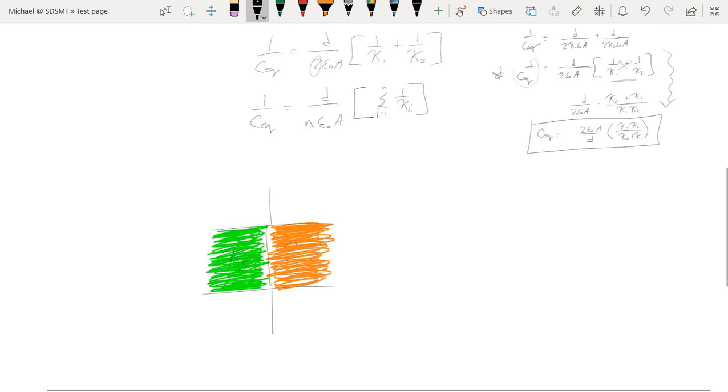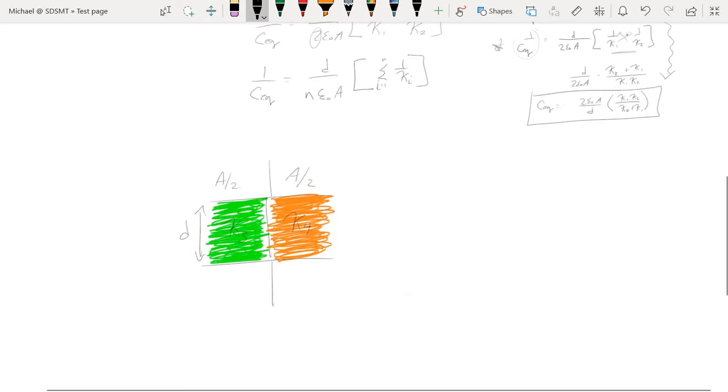Call this kappa 3 and kappa 4. Now each of these is filling the full depth of the capacitors, but they only take up half of the surface area. And as you can probably see, having these two capacitors side by side is like having two parallel capacitors that are really, really close to one another.